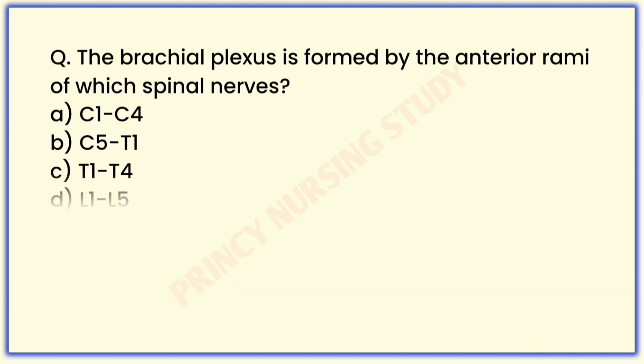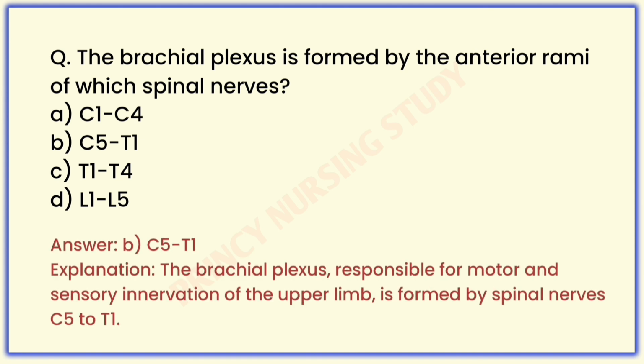Next question. The brachial plexus is formed by the anterior rami of which spinal nerves? Correct answer is B. C5 to T1. The brachial plexus, which is responsible for motor and sensory innervation of the upper limb, is formed by spinal nerves C5 to T1.